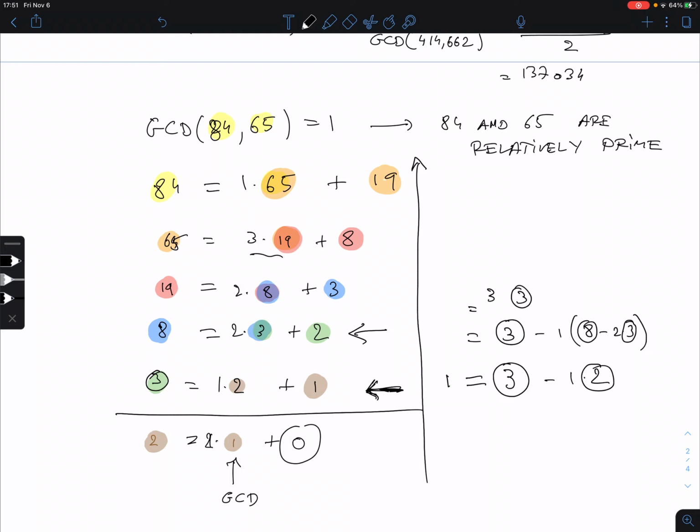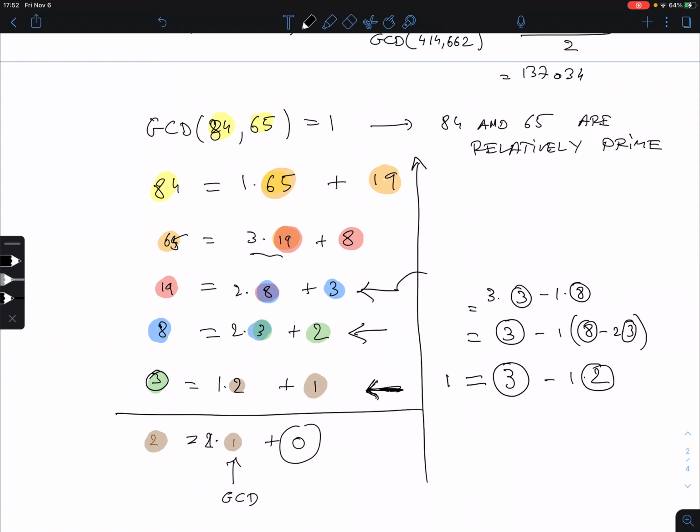Notice there's another 3 here, but that's not a circled 3. Okay? And then what about the other number? It's 1 times circled 8. Now I'm done, and I can go to this equation, which tells me the smallest of your circled numbers, which in this case is 3, can be rewritten.